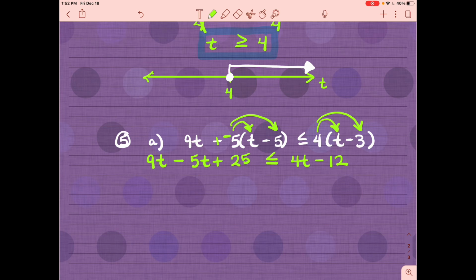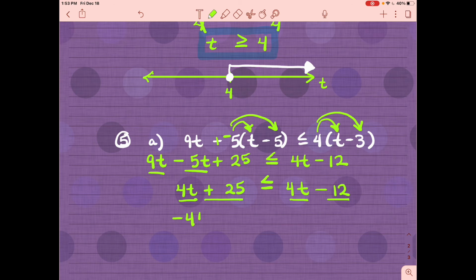All right, things I can combine. 9t and negative 5t actually give me 4t, plus 25. I can begin to see something odd going on here. 4t plus 25 really can't compare much to 4t minus 12. If I'm adding 25 to something, it's not going to ever be less than that same something taking away 12. Does that make sense? But let's keep going just for the sake of going.